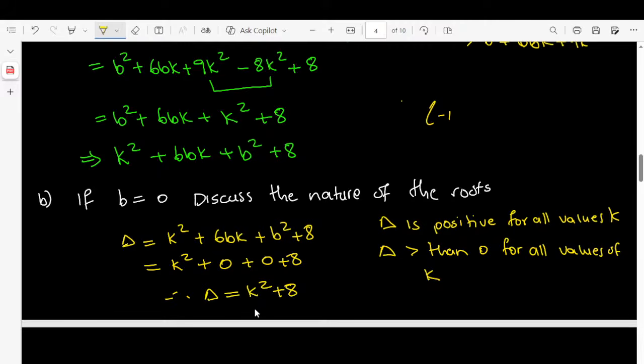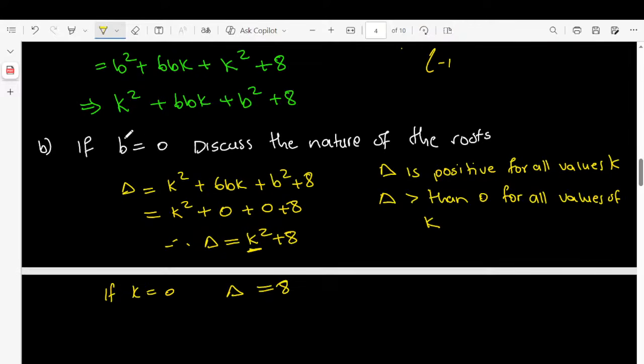So there's no way we're going to get the discriminant at 0. Why? Because even if we put k as 0, we still have 8. So this tells you that the discriminant won't be equal to 0. That's what we know now. Let's say if I put k to be equal to 0, what is the discriminant? The discriminant will be 8.